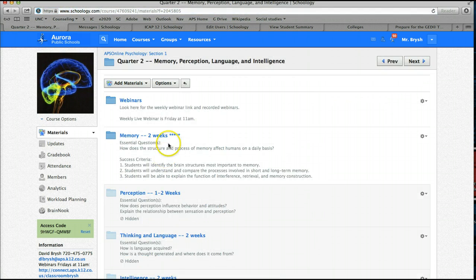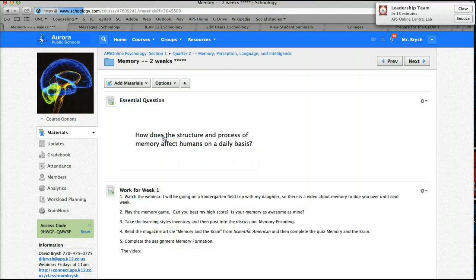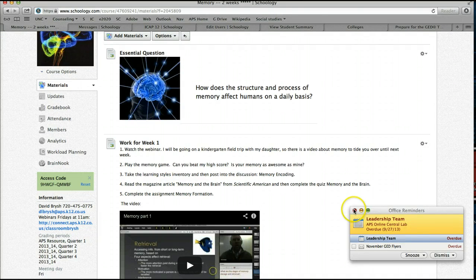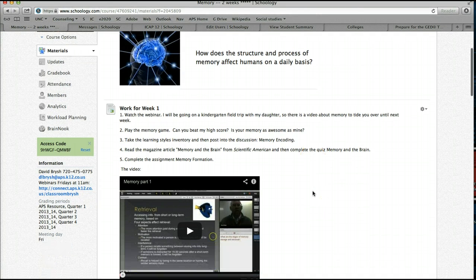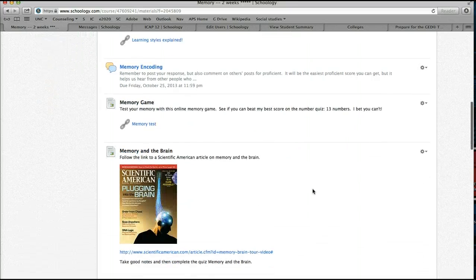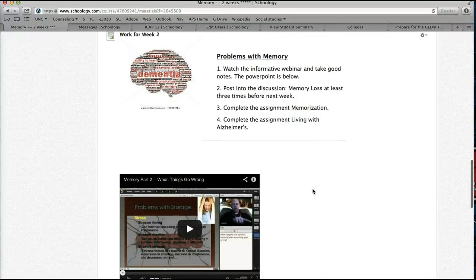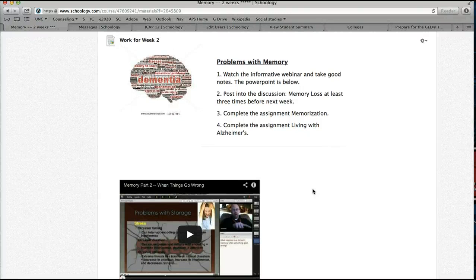Okay, so we're in quarter 2, the second week of our memory unit, so we're going to click on memory. We're going to go past week 1, because you've done all this before, and now we're on week 2, problems with memory. Last week we talked about how memory works, and this week we're going to talk about what happens, because there's 3 stages of memory: encoding, storage, and retrieval. At any point in that process, something could disrupt the memory so that you can't remember it accurately.